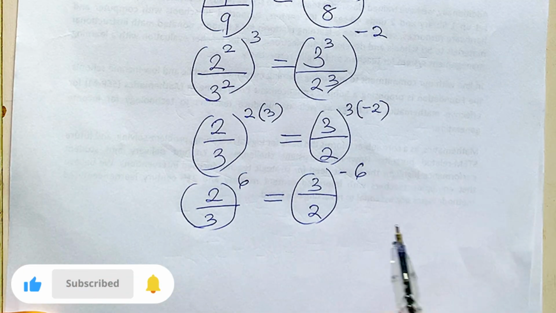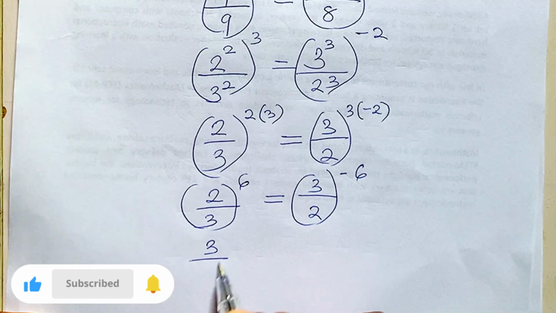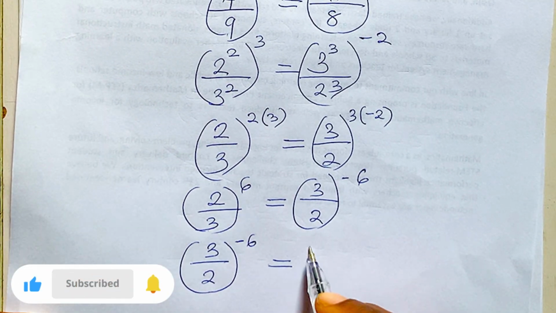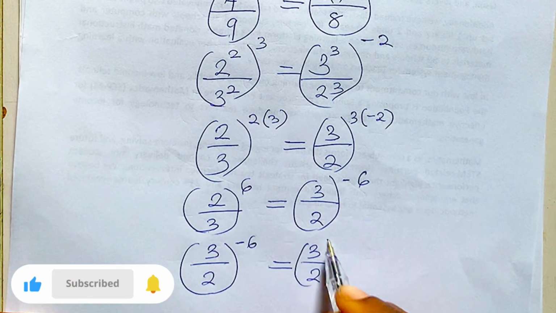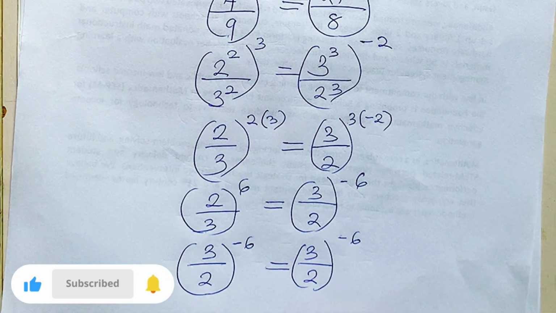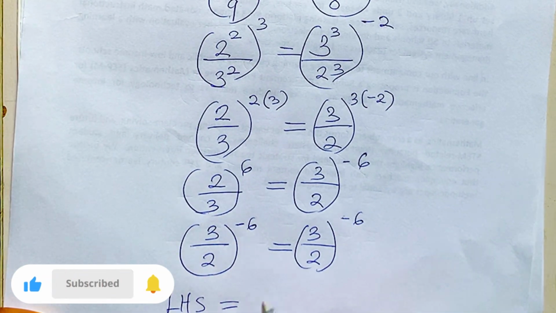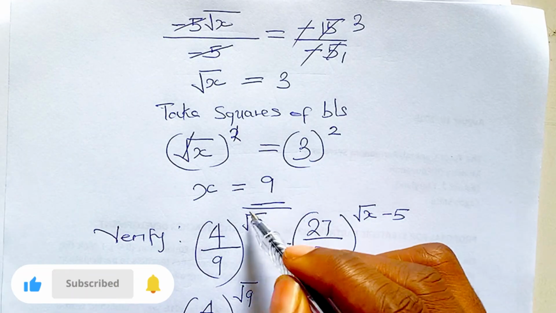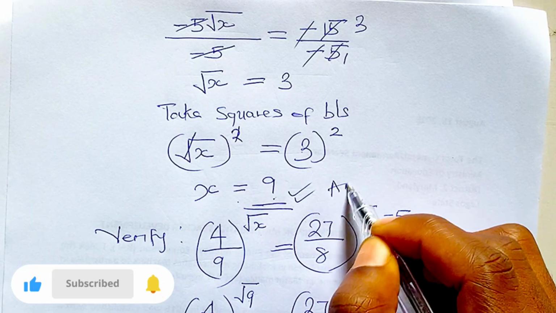So now let's take the inverse of this. When you do that, you have (3/2)^(−6) is the same thing as (3/2)^(−6). And you can see from here that our left hand side is the same thing as our right hand side. Therefore, the value of x equal to 9 is our answer, and it is correct.